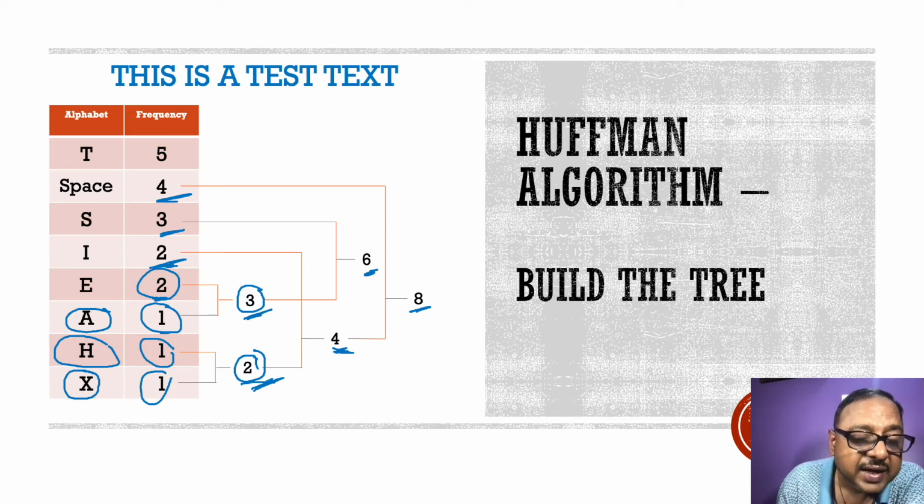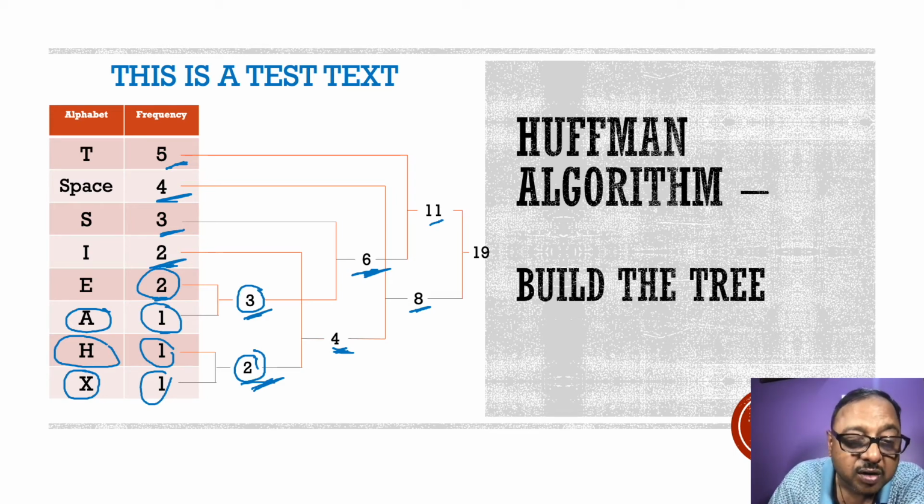Next, I take the next two lowest, that is 6 and 5. So these two nodes I will take and create a node out of that where the frequency is 11. Now we have only two nodes. So we take these two nodes and form a node out of that where the frequency is 19. So you notice that this node where we have the last frequency is known as the root node. So we will call this as the root node.